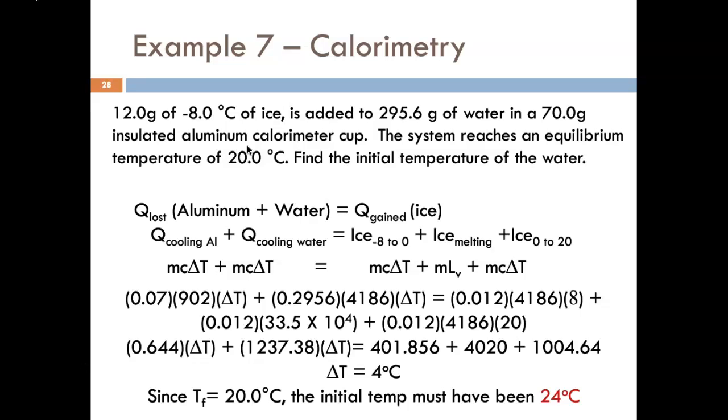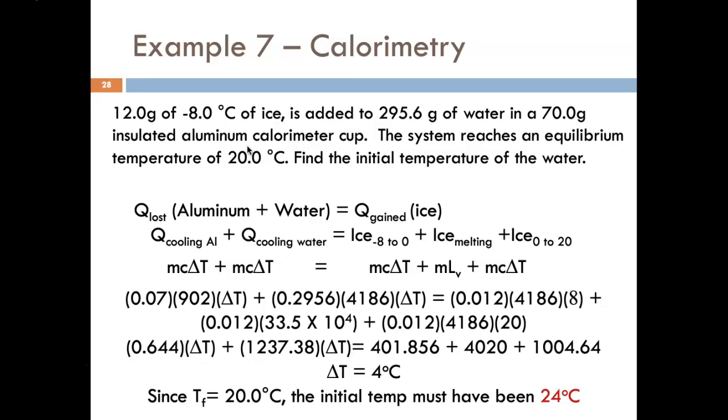You've got the aluminum, mcΔT, the water, mcΔT. On the right-hand side, you've got ice going from -8 to 0. So that's mcΔT. Then you've got the ice melting. That's like getting over that hump. That's mL_V. So that's the latent heat of, actually, that's supposed to be F, mL_F of fusion. So then you've got the ice from 0 to 20, and you've got mcΔT for that.